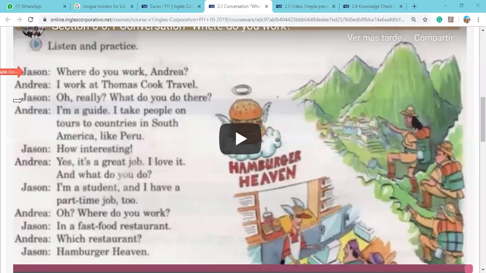Where do you work? I work at Thomas Cook Travel. Oh, really? What do you do there? I'm a guide. I take people on tours to countries in South America, like Peru. Oh, really? Interesting. Yes, it's a great job. I love it. And what do you do?